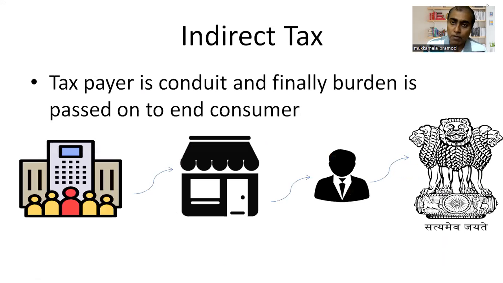So how does this process work? The taxpayer at each stage acts as a conduit, and finally the burden is passed on to the end consumer. If you see in the picture here, the manufacturer initially pays the tax to the government, but finally he gets input tax credit and passes on that burden to the retailer, and the retailer passes it on to the end consumer. And finally, the end consumer is the person who pays the tax to the government of India. How does he pay it? The end consumer pays the price along with the tax to the retail store, and the retail store would have paid that part to the manufacturer. So in this conduit, each and every player gets the tax credit, and finally the end consumer bears the burden of the tax. Because the end consumer is indirectly paying the tax to the government of India, it is called indirect taxation.